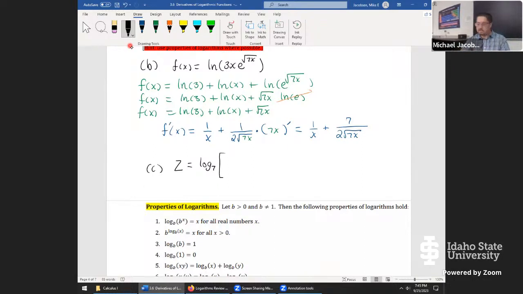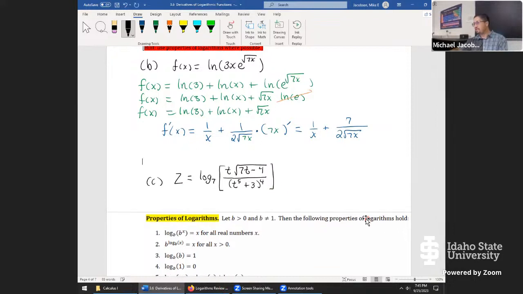The input is t for time. It's not an applied problem, but applied problems could be written in this way. Times the root of 7t minus 4. That's 7t, not 70. I don't like t as a variable. It has all sorts of issues. And then the denominator is t to the power 5 plus 3 raised to the power of 4. So that's our function that we must differentiate.